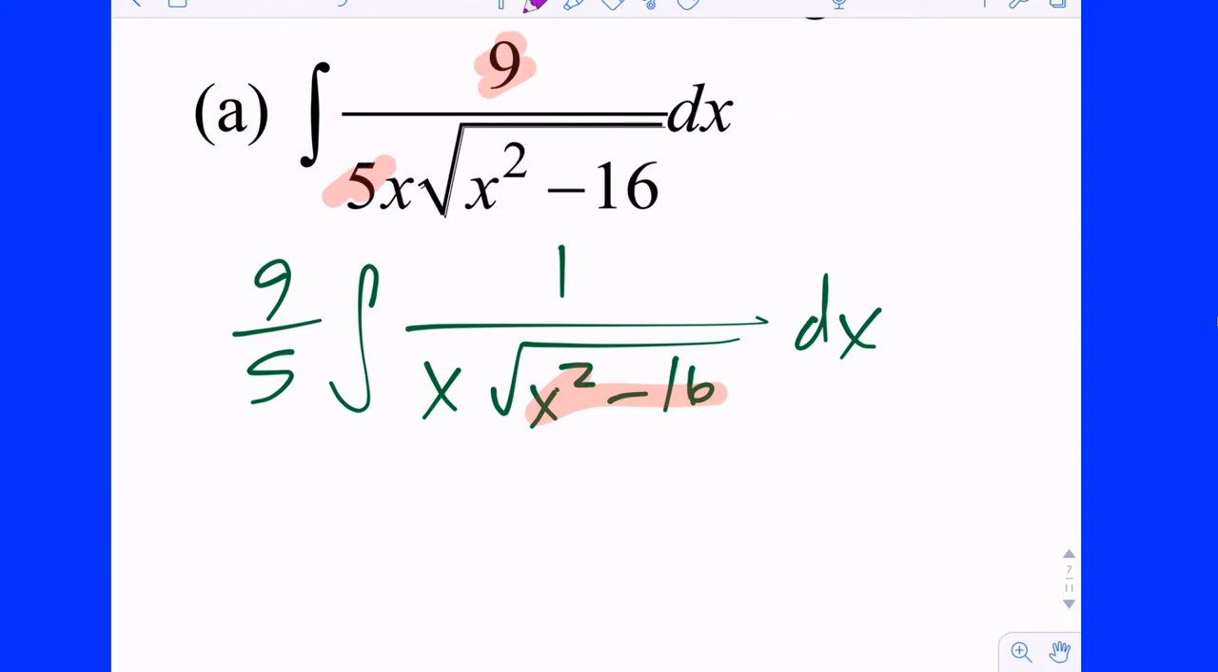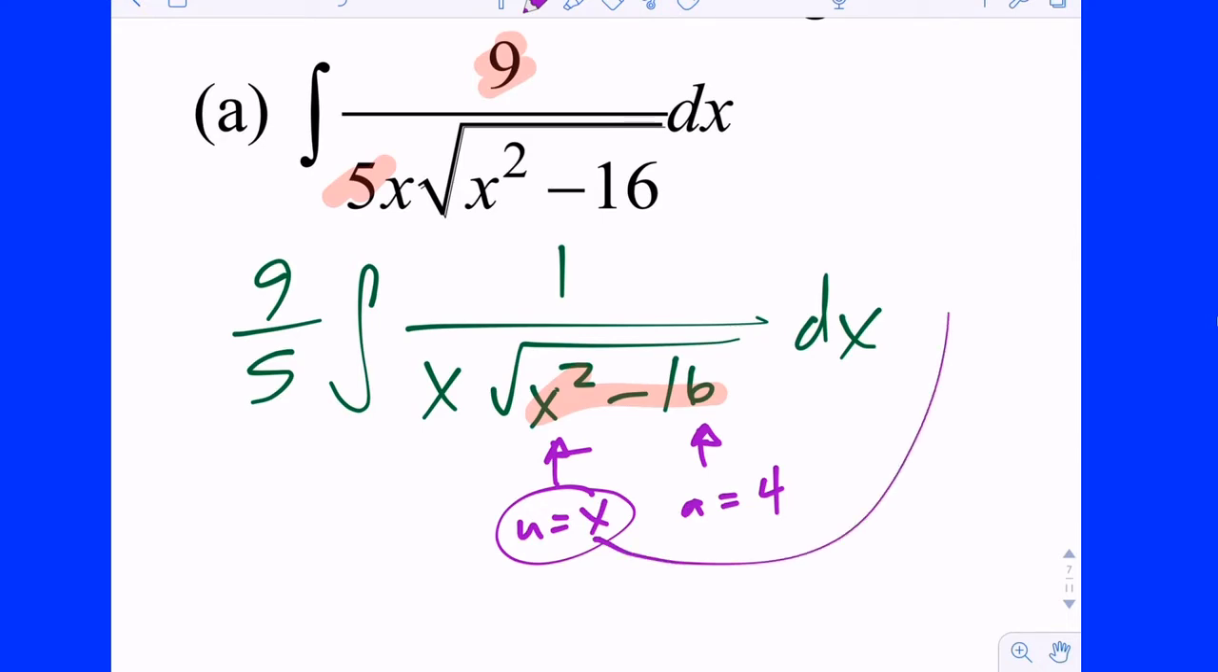If x squared is u squared, then u is what? X, good. And if 16 is a squared, a is 4. Now, there's two things that have to fit the bill for this to be an arcsecant. The first thing is, as usual, the derivative of what you're calling u has to be the other factor in the numerator, or only off by a constant. What's the derivative of x with respect to x? 1. We're not off by anything.